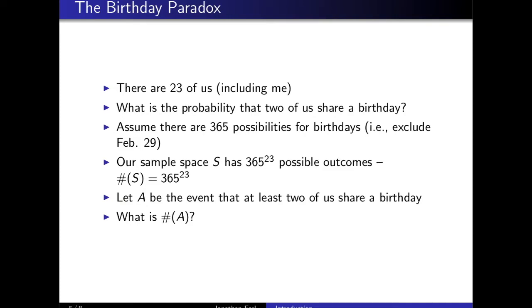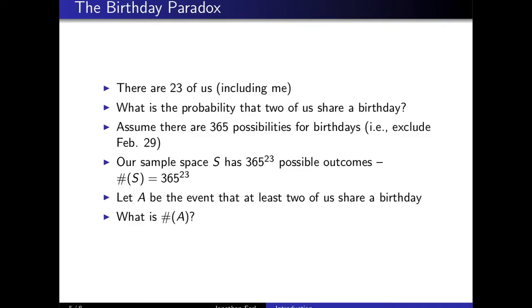So we'll just exclude February 29th from consideration. And what is our sample space? Well, our sample space is all of the possible enumerations. So all of us, for example, could have been born on January the 1st. All of us could have been born on January the 2nd. One person could be born on January 1st, one person on January 2nd, one person on January 3rd, and so on. So all of the possible outcomes for birthdays. There are 365 days that any one of us could have been born on. There are 23 of us. So there are 365 times 365 times 365 and so on, 23 times possible outcomes. So a lot.